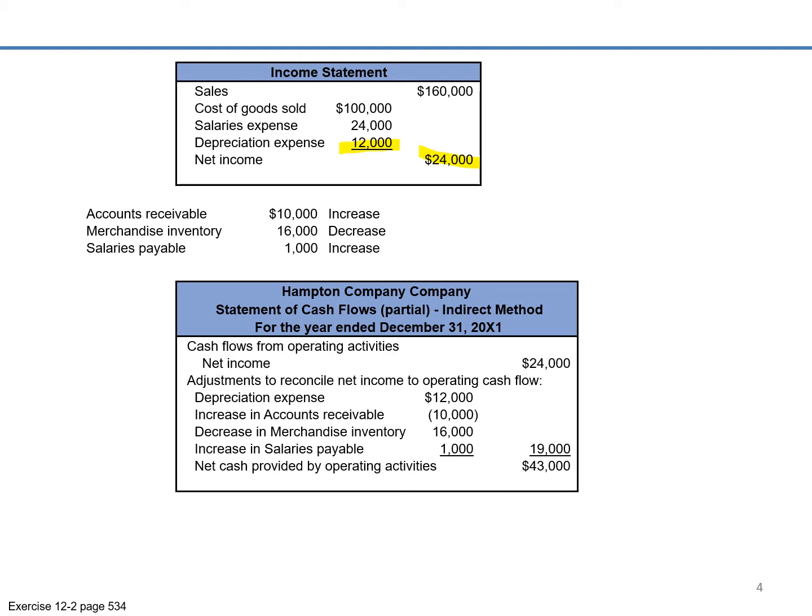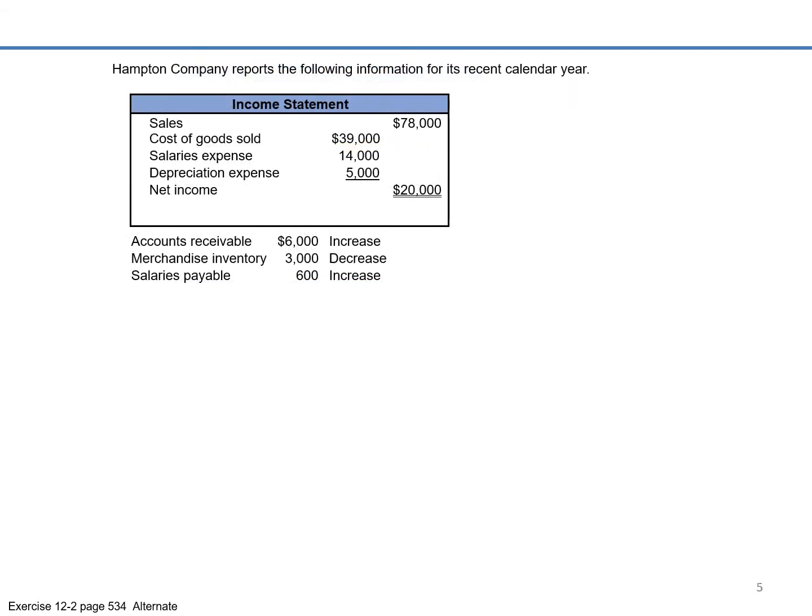All right, this is the same problem. Why don't you take a minute, compute the cash flow from operating activities, and when you're finished, resume the recording and we'll go through the answer.